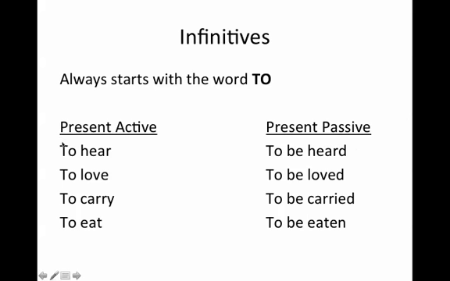So for example, I want to hear. I'm going to be the person who hears. I want to love, I'm going to be the person who loves. As opposed to I want to be heard, where I want someone to be listening to me, so I want to receive the hearing. And then I want to be carried, I want to receive the carrying, I want to be loved, I want to receive the love.